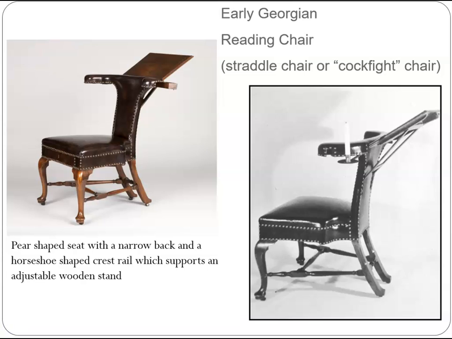This is an early Georgian reading chair. It is sometimes referred to as a straddle chair or cockfight chair because it is shown in illustrations of cockfights, and they could sit here, straddle the chair, and that would protect them as they're holding the bird. The design features a pear-shaped seat. It has a narrow back and a horseshoe-shaped crest rail, which supports the adjustable wooden stand. It would often feature a place for you to place your candlestick, so as you're reading, you would have light.